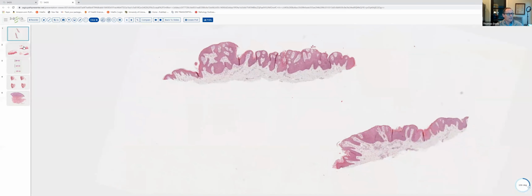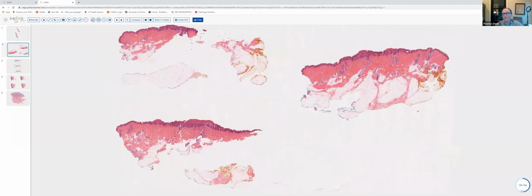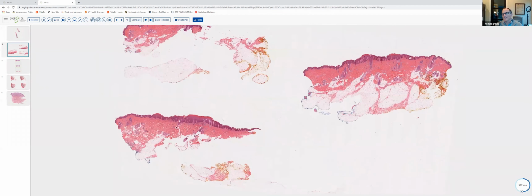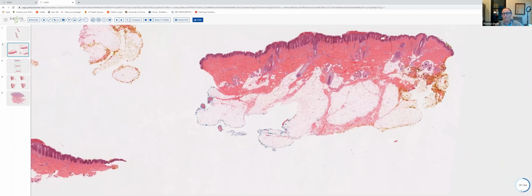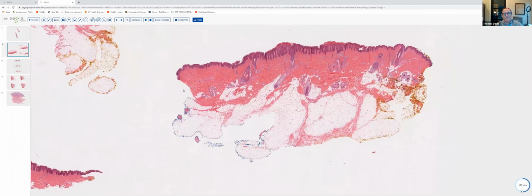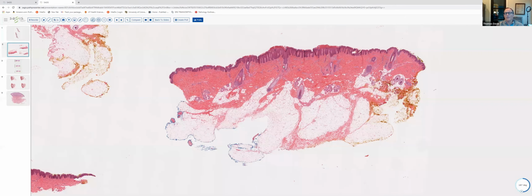Our next case, the correct diagnosis was ILVEN, or inflammatory linear verrucous epidermal nevus. This was a much larger biopsy specimen, an incisional biopsy specimen. This was taken up near the head of the neck. You can see several hair follicles and a few sebaceous glands in the specimen.